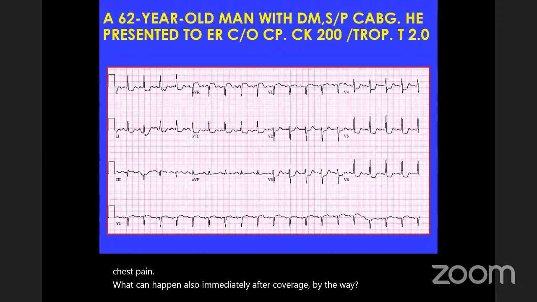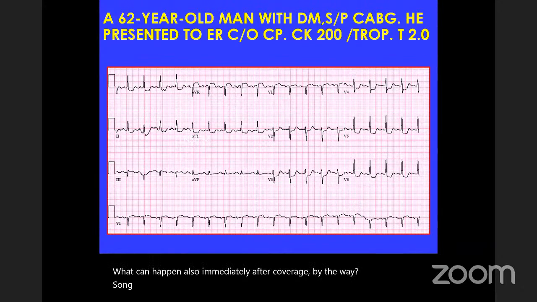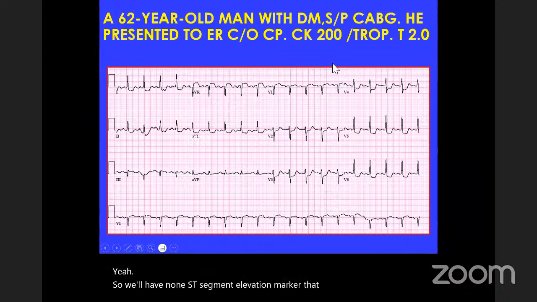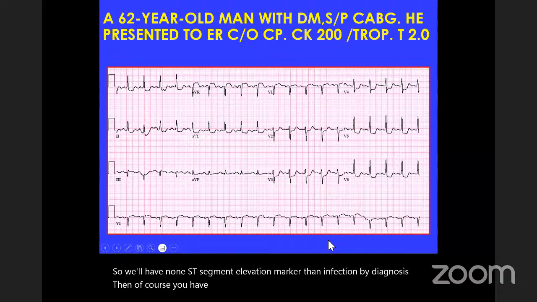And in many leads he's having ST depression, anterior. So our diagnosis is? And he's having high cardiac enzymes as well. Yeah, so maybe he's having occluded grafts. So we'll have non-ST segment elevation myocardial infarction by diagnosis. Then of course you have to investigate his grafts, right? Excellent. Yeah.